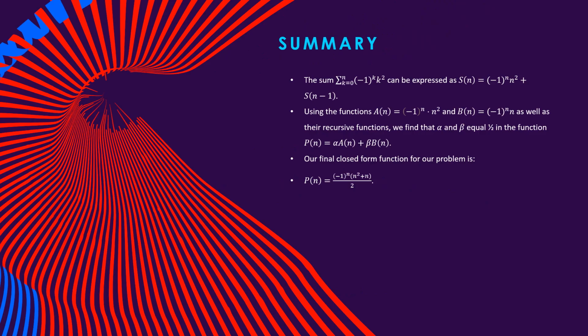But just a quick summary here, our sum k equals 0 to n of -1 to the power of k times k squared can be expressed as s of n equals -1 to the power of n times n squared plus s of n minus 1. Then using the functions a of n equals -1 to the power of n times n squared and b of n equals -1 to the power of n times n, as well as their recursive functions, we find that alpha and beta equals 1/2, and the function p of n equals alpha a of n plus beta b of n. And using all that information, we find that p of n equals -1 to the power of n times n squared plus n divided by 2.